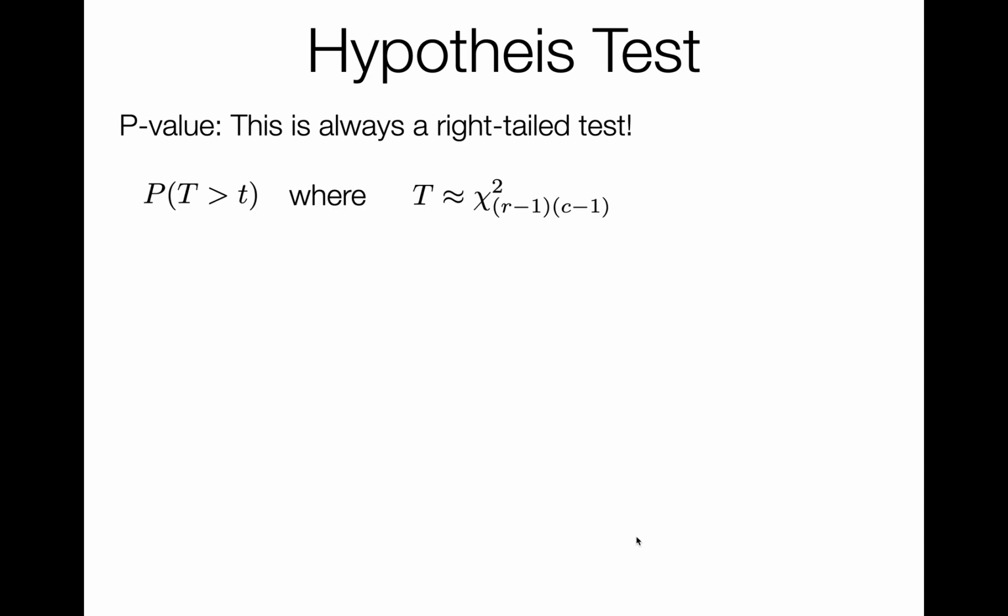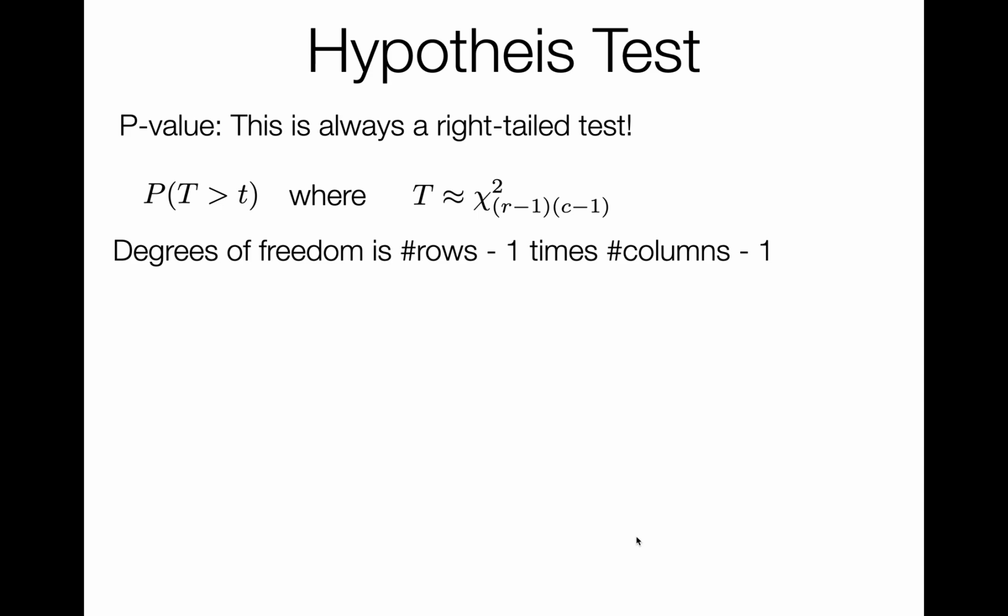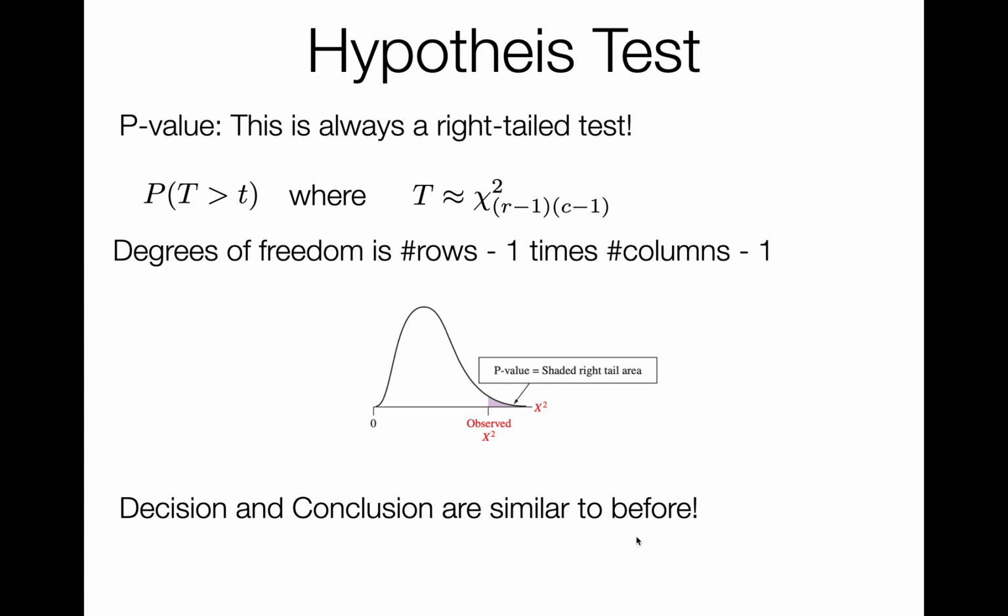And so here's the calculation of the p-value: the probability that T is greater than t, where T has a chi-squared distribution, and the degrees of freedom for this specific hypothesis test for independence is (r minus 1) times (c minus 1), where r is the number of rows and c is the number of columns in our contingency table. All right, great. This is what it looks like visually. We're always going to be looking for that right-tailed area. We're never going to be looking for a left-tailed area. And so the decision and conclusion are going to be the same as before.